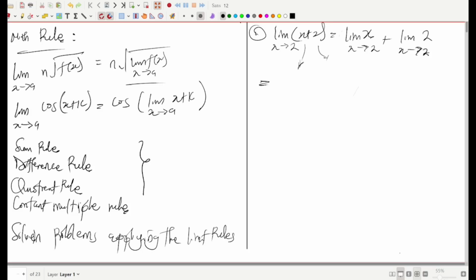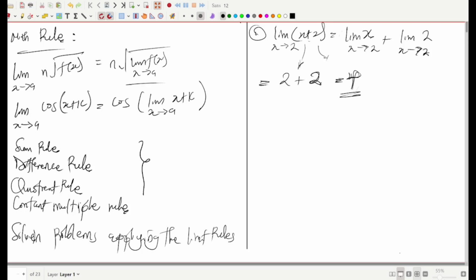Now, what do we get? Here we will just do a direct substitution. As x approaches 2, the limit of x becomes 2. For the second term, we have the limit of a constant, and the limit of a constant is the constant itself, regardless of some variable approaching some value. So the limit of 2 as x approaches 2 is 2. So here we get 4.